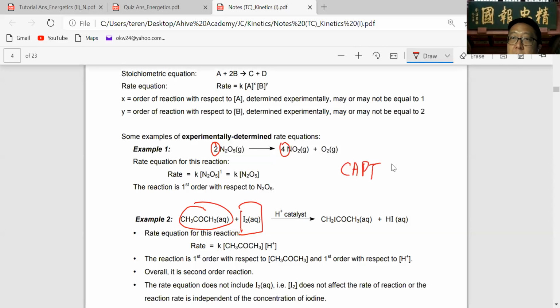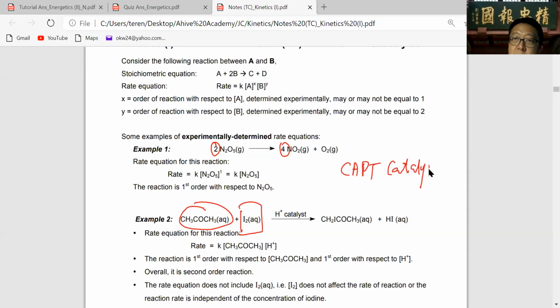Correct or not? You learned that at O level. Just now I mentioned the factors affecting rate of reaction. Can you see? This is concentration, isn't it? You look at example 2.